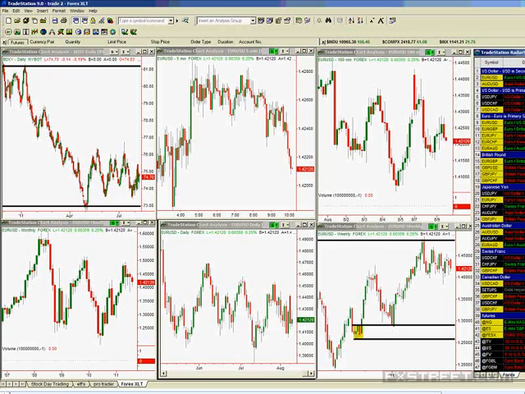No indicators, no oscillators, no news, just price and market timing, which means the ability to time the market's turning points in advance with a very high degree of accuracy. So we're going to do that here today. Okay, and again, let's jump in and get started.